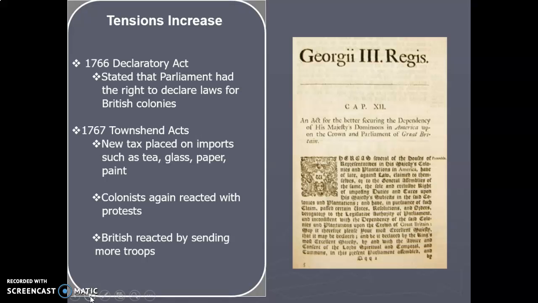In 1767, the Townshend Act, as you see, placed a tax on imports such as tea, glass, and paper. This is an indirect tax, whereas with the Stamp Act, you have to pay that tax when you buy the goods, like a sales tax. The Townshend Act is more of an indirect tax. It's what we would call a tariff today. They placed the tax on the goods when they entered the ports.